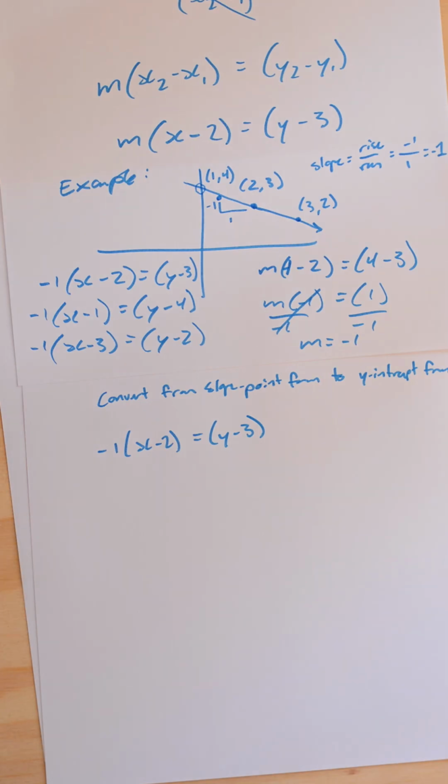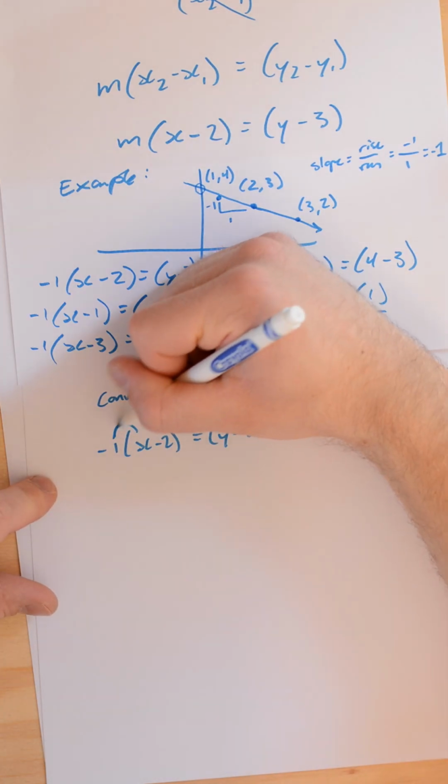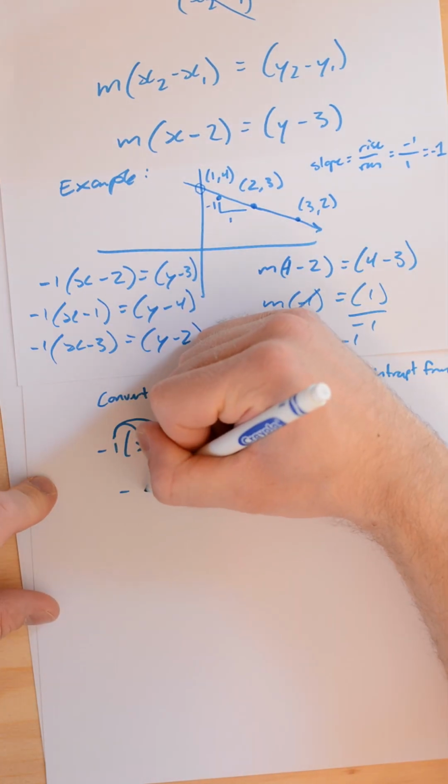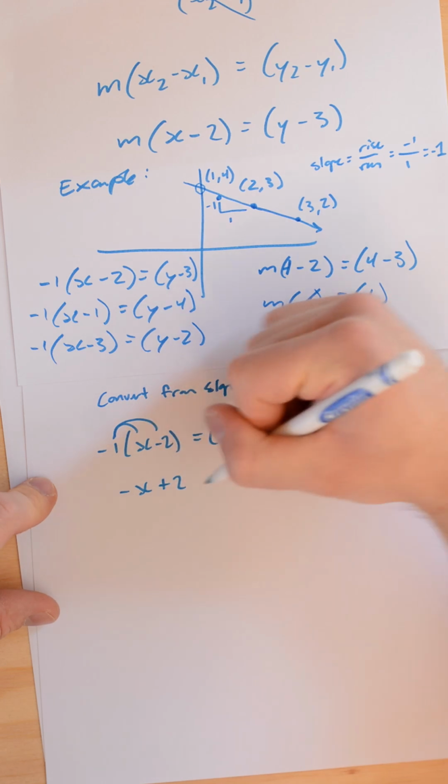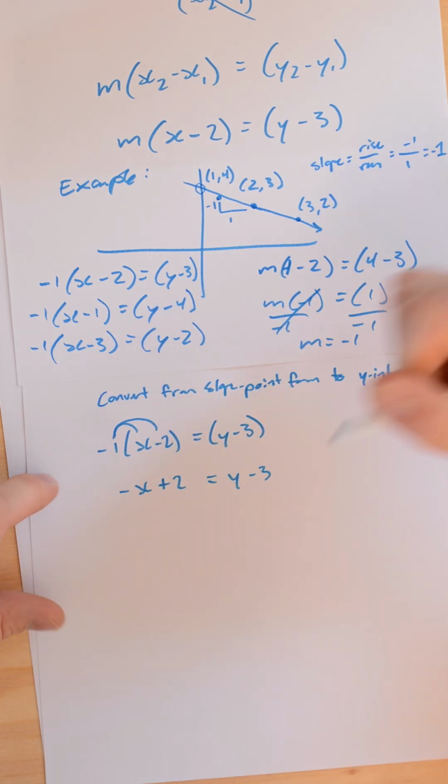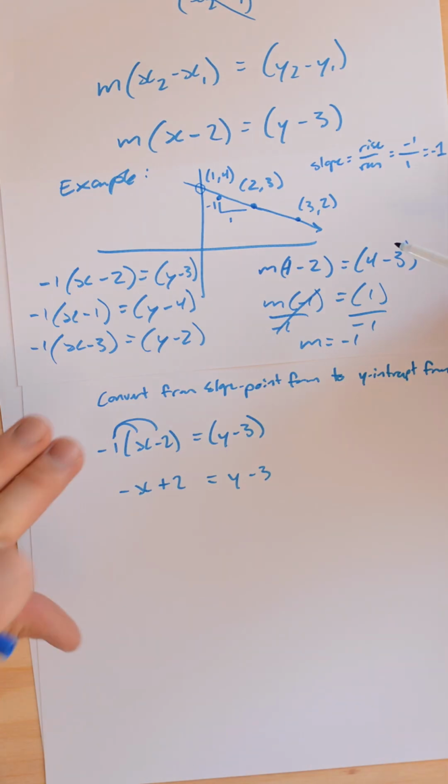We're going to start with our distributive property. The -1, our slope, has to go into both of these. So it's -x plus 2 equals y minus 3. There's nothing to multiply to y, so my brackets just vanish. If this is super unclear to you right now, don't worry. We're going to make another short in a little bit about the distributive property, so you'll be able to see that on my channel as well.